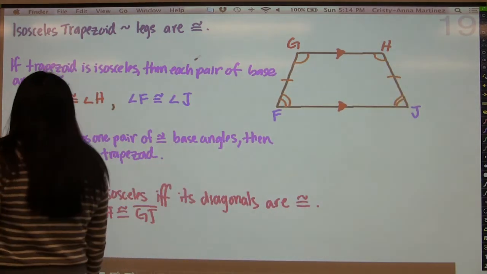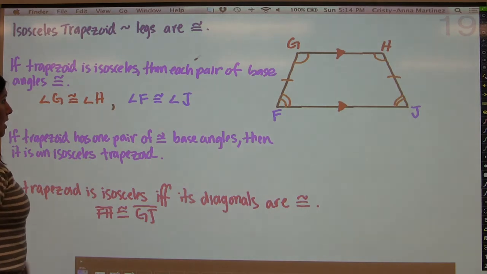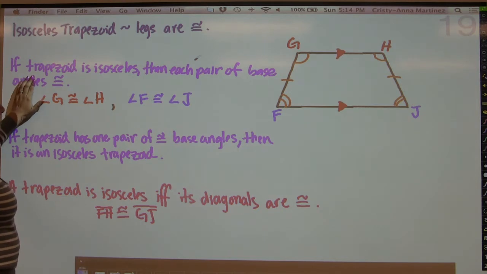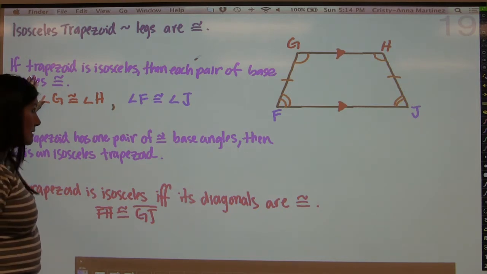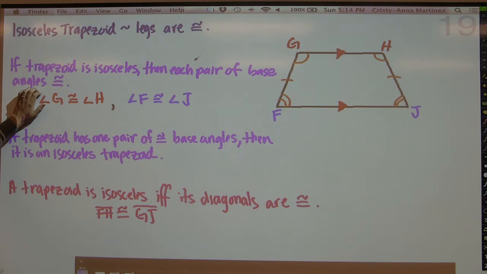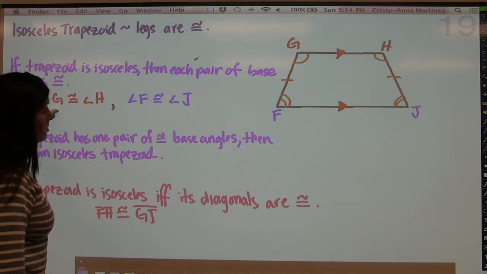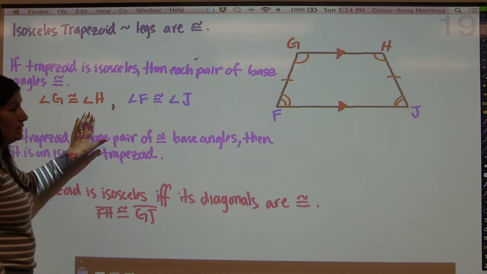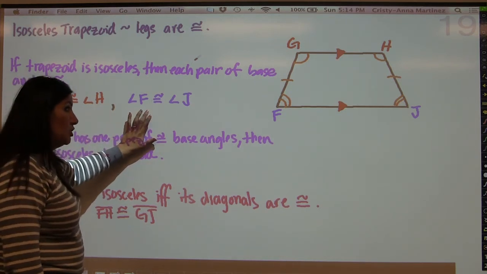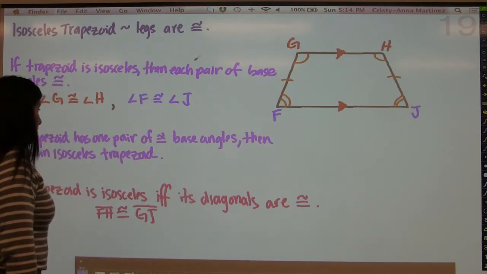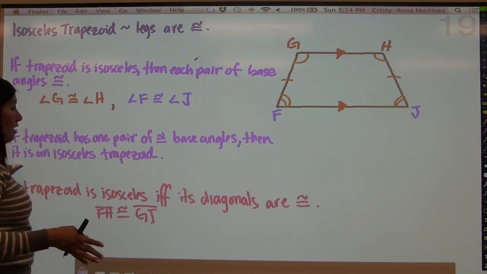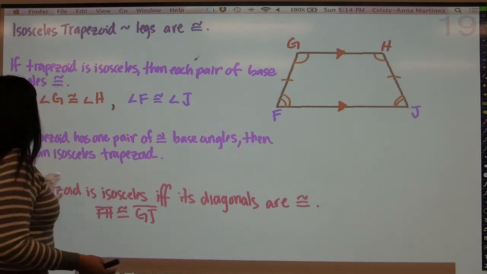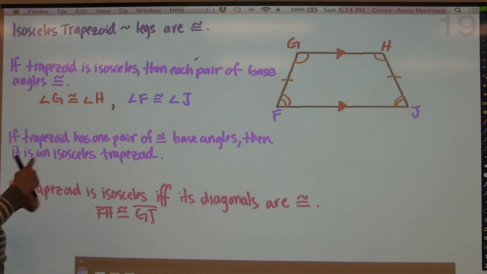And we have three theorems today for our isosceles trapezoids. The first two are converses of each other. It says if a trapezoid is isosceles, then each pair of base angles is congruent. So we can see from the diagram that angle G and angle H would be congruent because they're base angles, and angle F and angle J would be congruent. That's the first theorem. And the second one is basically the converse of it. It says if a trapezoid has one pair of base angles that are congruent, then we know that it's an isosceles trapezoid. It just goes in the other direction.